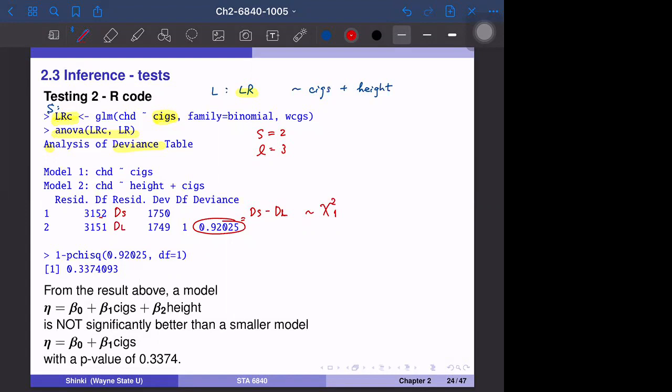So just compare this value with chi-square distribution with df 1. So chi-square distribution with df 1 is just a squared standard normal distribution, and the chi-square 1 probably looks like this. So 1 is around here. So the 0.920, this is actually even smaller than 1. So the p-value should not be very small. And actually this p-value is equal to this one, so 0.337.